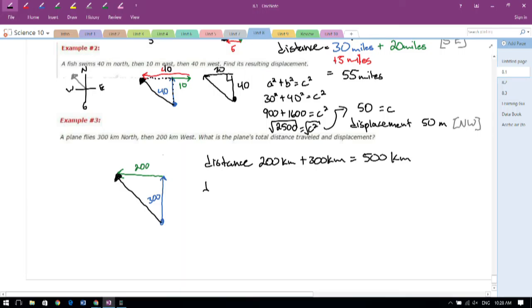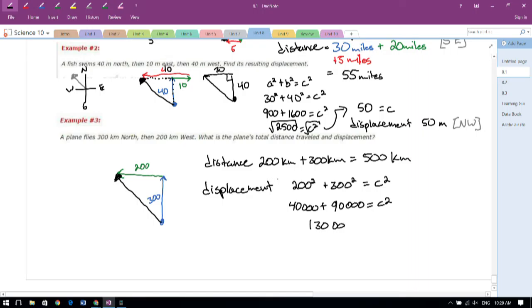My displacement, on the other hand, it's a little trickier. I'm going to have to use the Pythagorean theorem, so I'm going to go 200 squared plus 300 squared, c squared. 200 times 200 is 40,000, I believe, and 90,000. 4, 9 is 13, 130,000. And then I'm going to take the square root. And I don't know what the square root of 130,000 is.